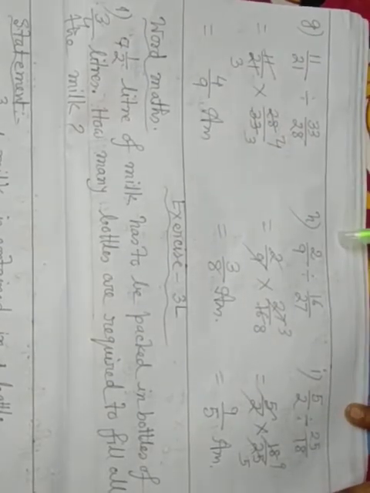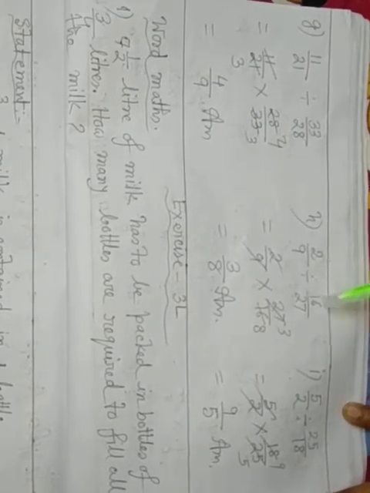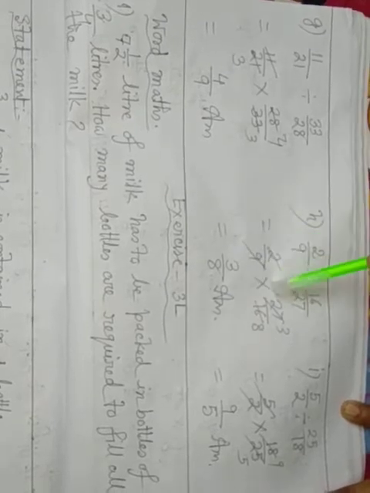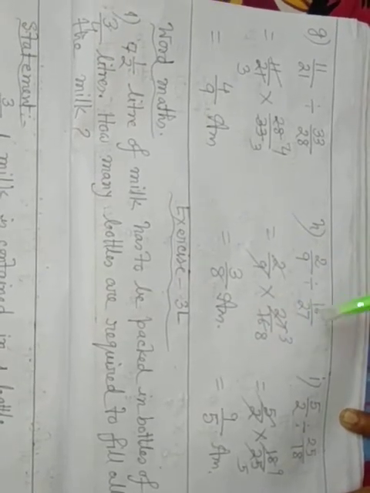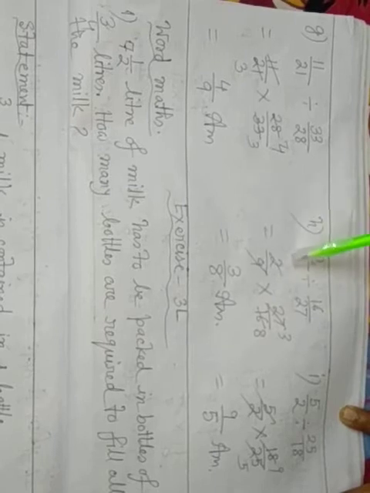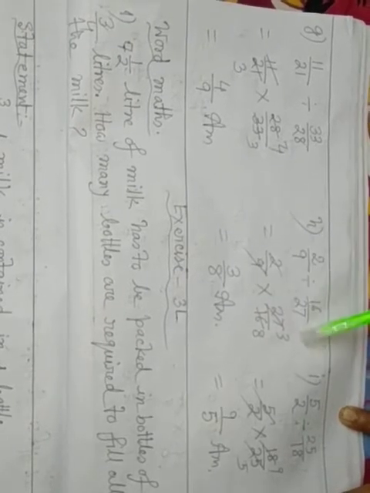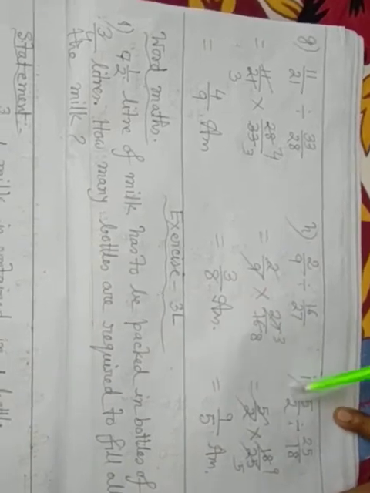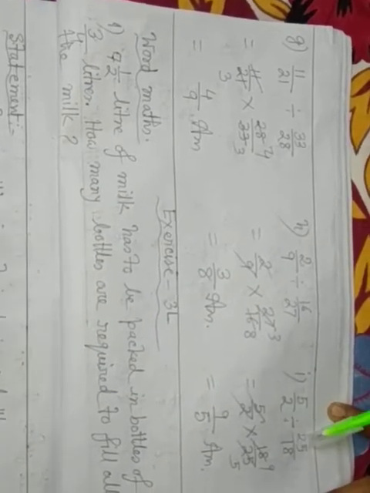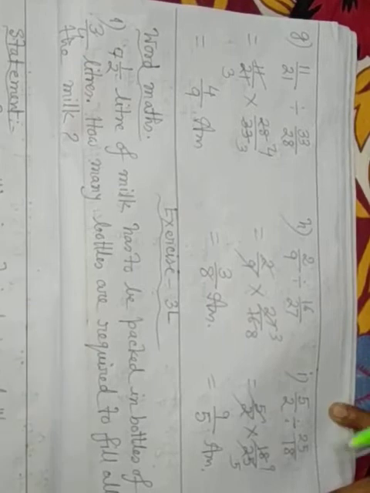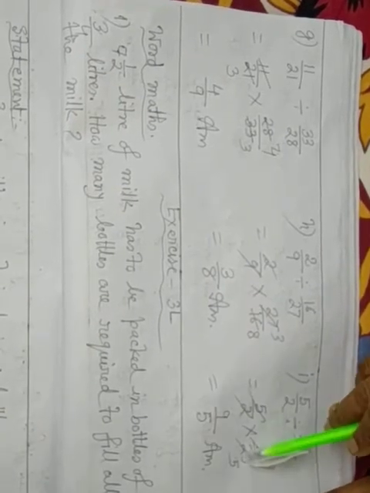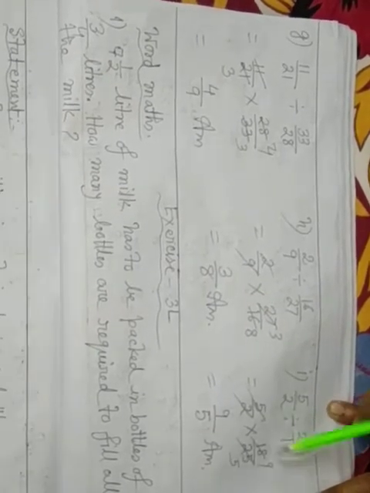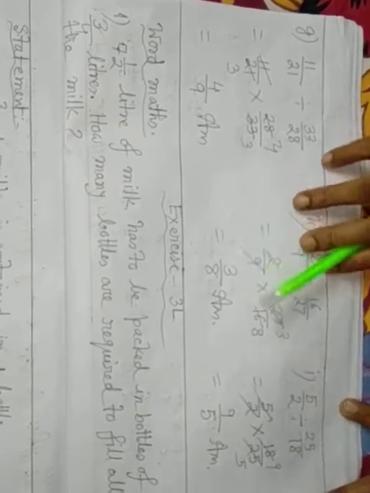4 by 9. H: 2 by 9 divided by 16 by 27. 2 by 9 into 27 by 16. So 2 eights are 16. 9 threes are 27. 3 by 8 is the answer. I: 5 by 2 divided by 25 by 18. So 5 by 2 into 18 by 25. 5 fives are 25. 2 nines are 18. So 9 by 5 is the answer.